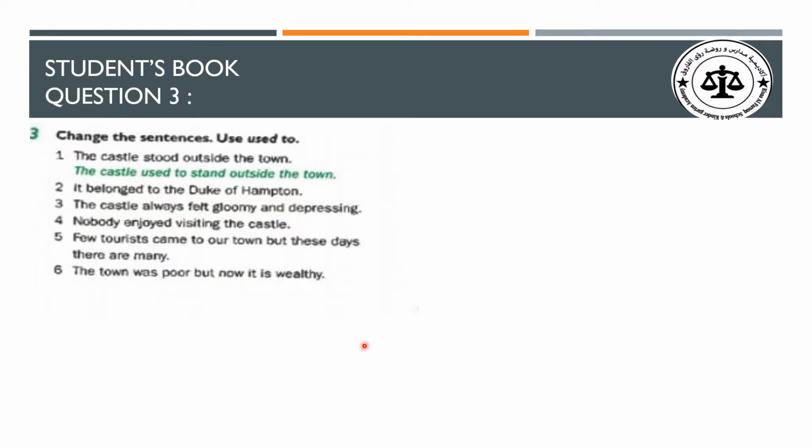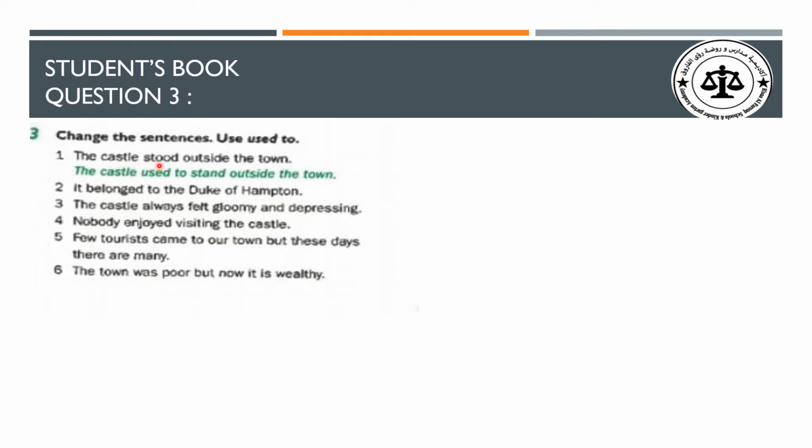So open your student's book page 23. We want to answer question number 3 from this page. Change the sentences. Use used to. Number 1. The castle stood outside the town. We want to use used to in this sentence.